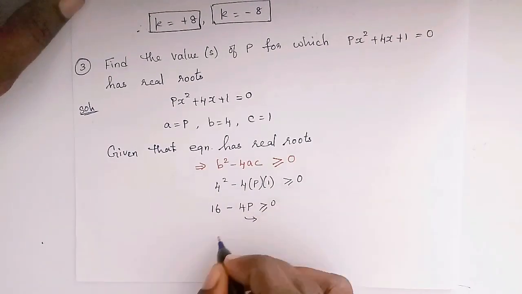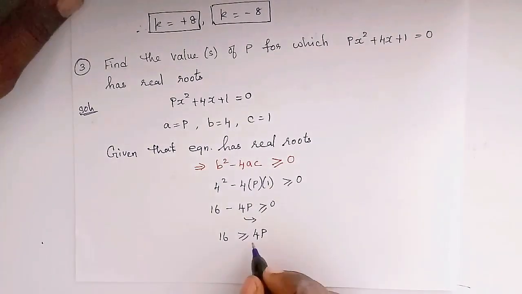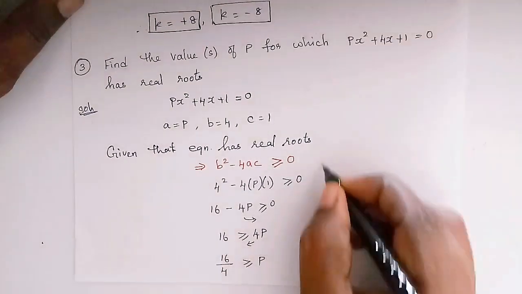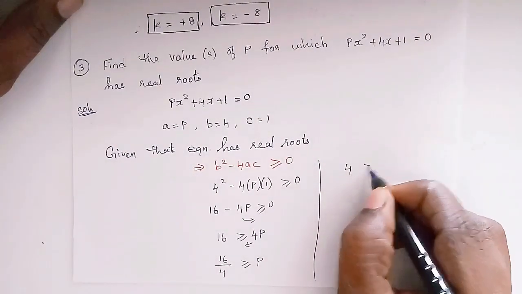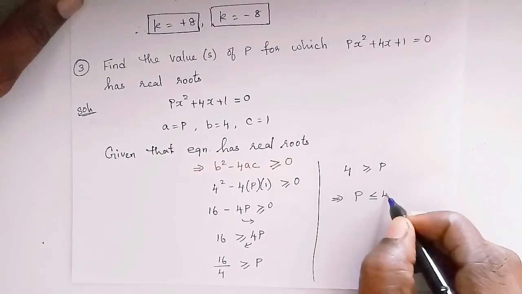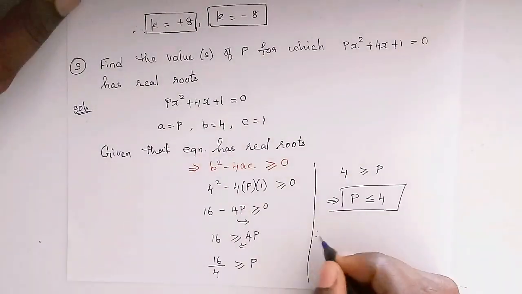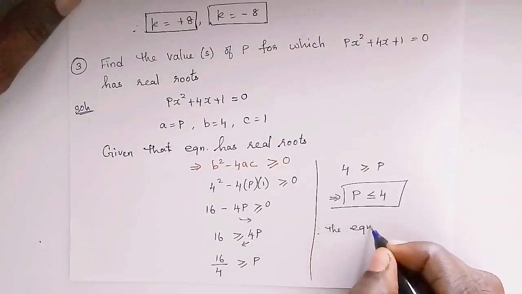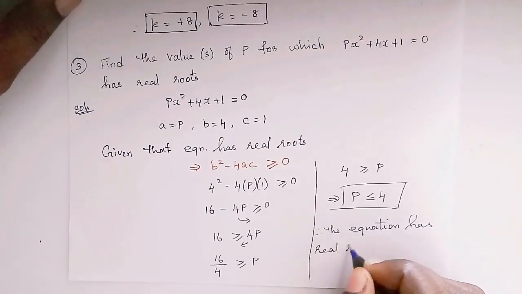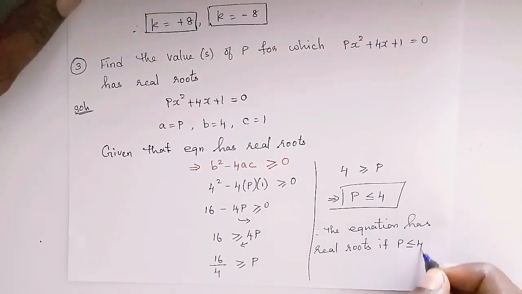So take that 4p that side. 16 greater than or equal to 4p. Minus 4p goes that side, means 4p will come. Now take this 4 this side. So 16 by 4 greater than or equal to p. That is 4 greater than or equal to p, which implies p value is less than or equal to 4. So this is the answer for p. Therefore, the equation has real roots if p value is less than or equal to 4.